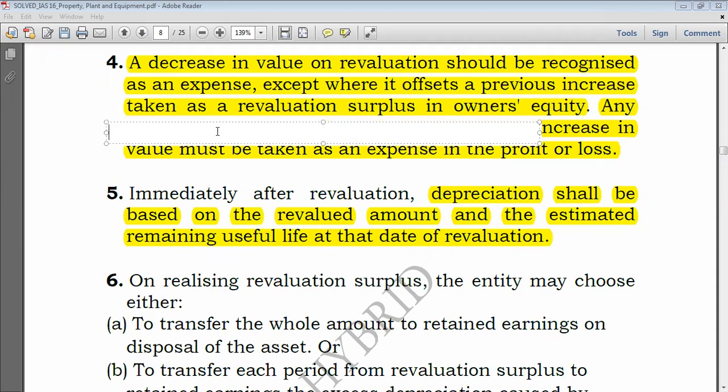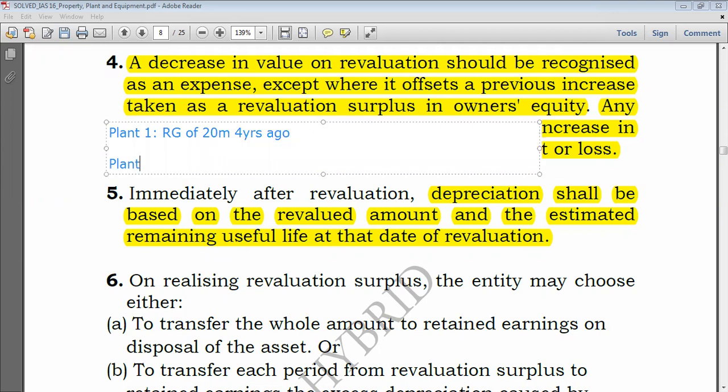Let's say you had plant one. Plant one actually had a revaluation gain of 20 million 4 years ago. And now plant two has been found to have a revaluation loss of 30 million. Revaluation loss is usually taken to profit or loss. You cannot say that you will reverse this revaluation gain. Revaluation gains and losses are offset only when they belong to the same asset.